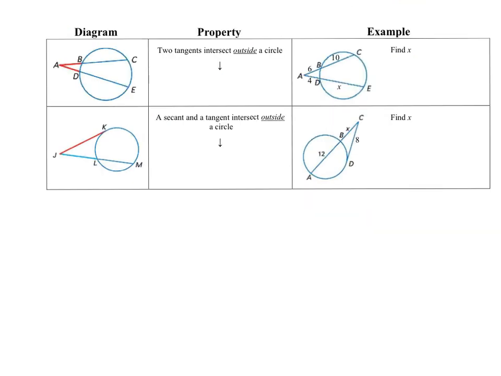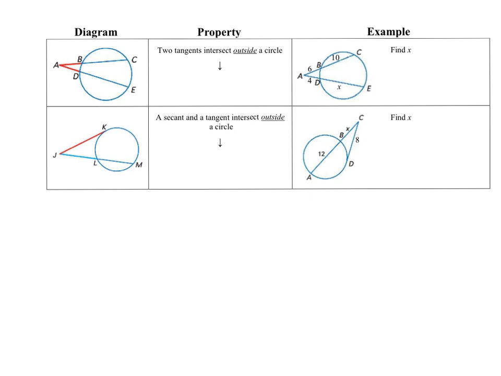Okay, continuing our discussion of the measures of segments interacting with circles, let's look at this next diagram where we have two tangents that intersect outside the circle. So what we're going to look at then is we have this tangent AC and this tangent AE. Notice that AC has two parts. It has the part outside the circle and it has the part inside the circle, okay?